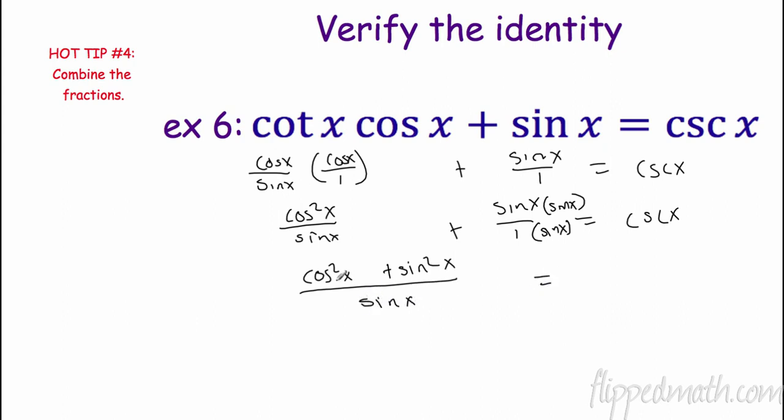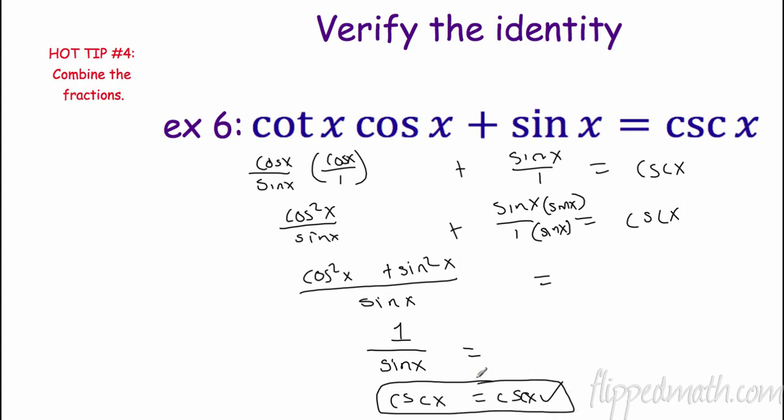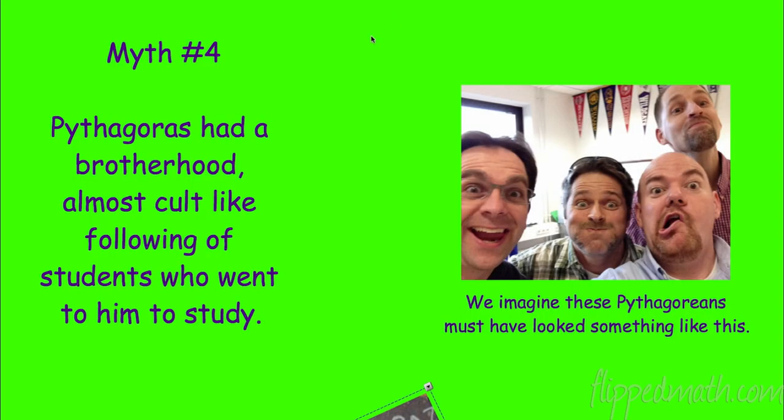All right. Identity alert, identity alert. Cosine squared x plus sine squared x, what's that equal? Oh yeah, that's a 1. 1 over sine x, and we know that 1 over sine x is indeed cosecant x. There, we done did it. We verified it. It's all good. All right, myth number 4.